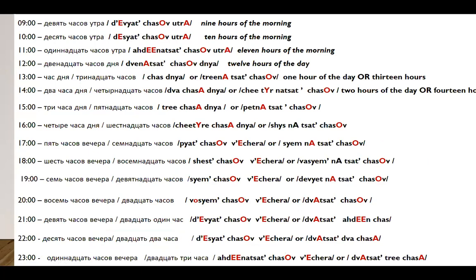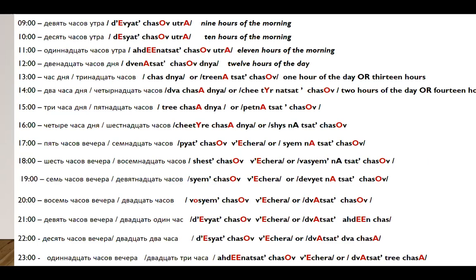So see, часов and утра or часов and вечера, all of that is in the genitive case. 9 часов утра. 10 часов утра. 9 hours of the morning and 10 hours of the morning, literally. In English, it will be translated as 9 a.m. or 10 a.m. 11 часов утра, 11 a.m., 11 hours of the morning, literally.